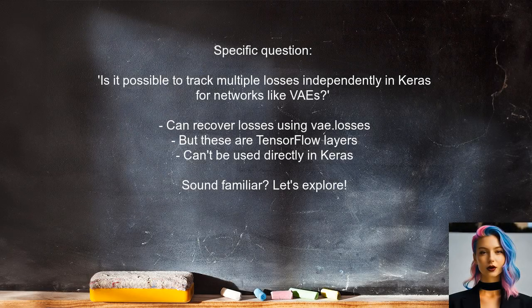Here's the specific question we're addressing. One user asked, is it possible to track multiple losses independently in Keras for networks like VAEs? They mentioned that while they can recover losses using va.losses, these are TensorFlow layers and can't be used directly in Keras. Sound familiar? Let's explore this together.